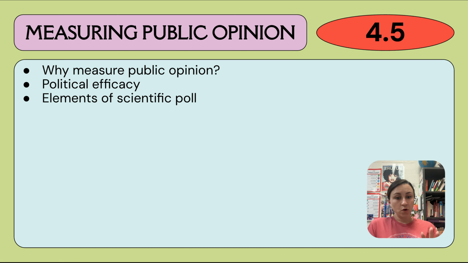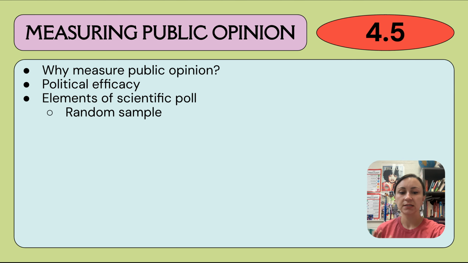Now, there are four main things that you need to know about scientific polls, four elements. Number one is a random sample. These are things that make a scientific poll more accurate, higher quality, and more useful for politics. A random sample is the idea that every individual in the population has an equal chance of being selected.